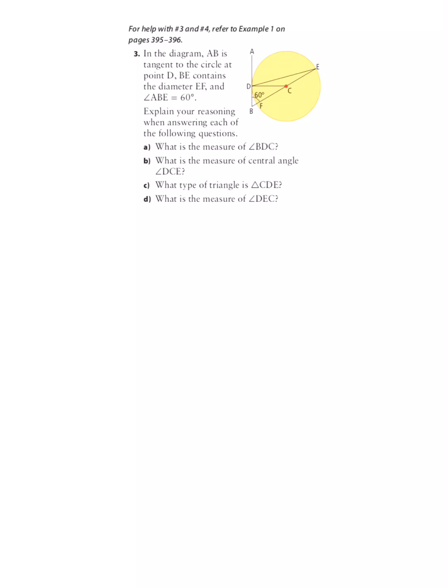Remember the property of a tangent is that the point of tangency, here D, to the center is going to give you 90 degrees. That's basically the only property that we need to remember too much. We're going to explain the reasoning of each of these things. So A, what is the measure of BDC? Well, I just said it has to be 90.